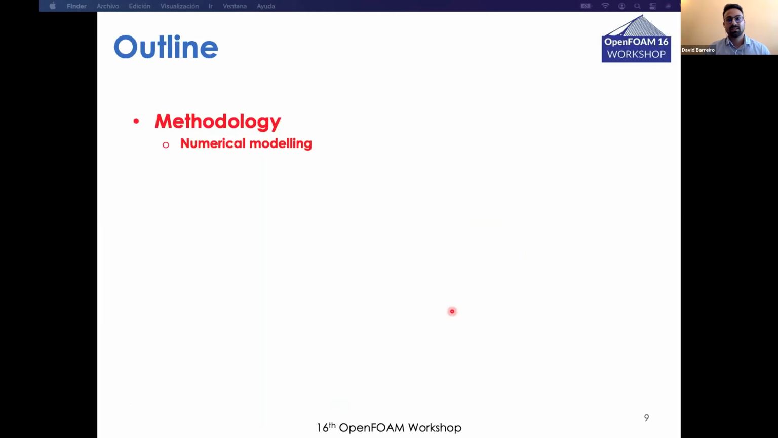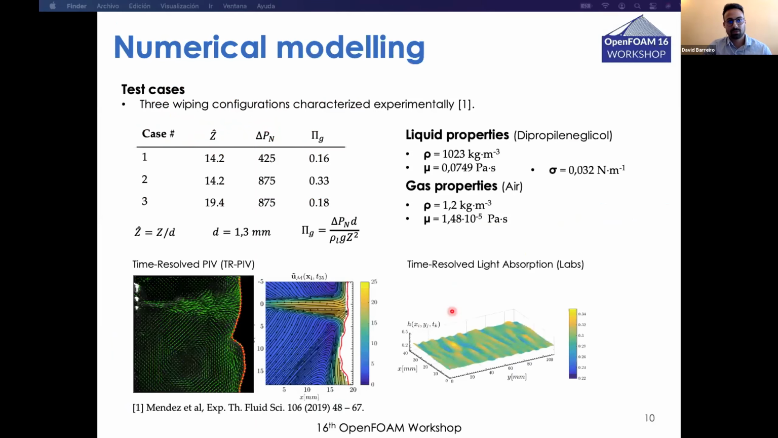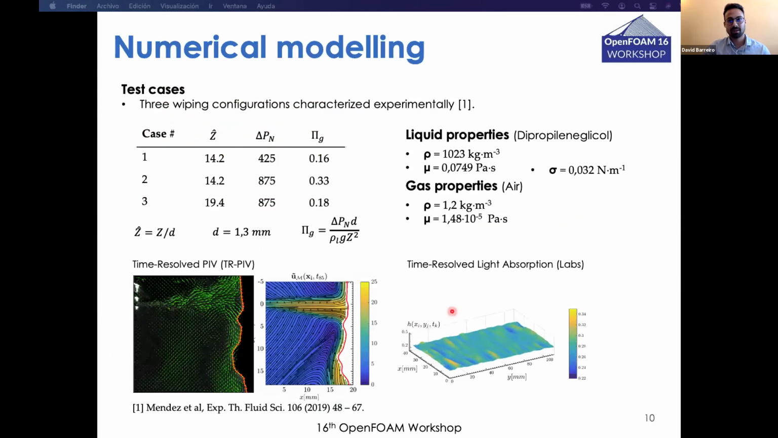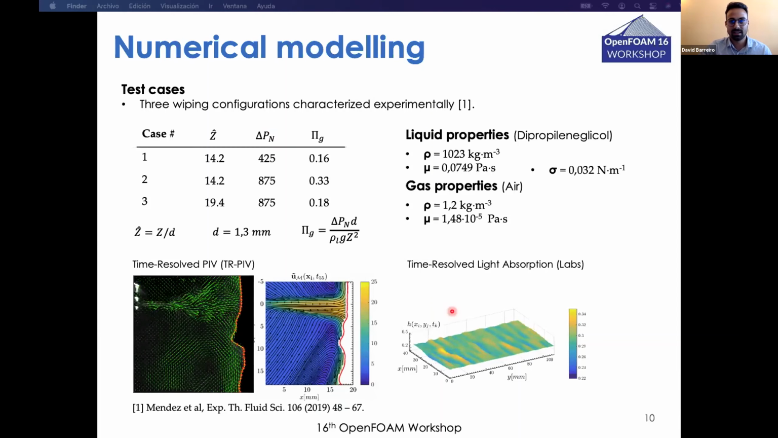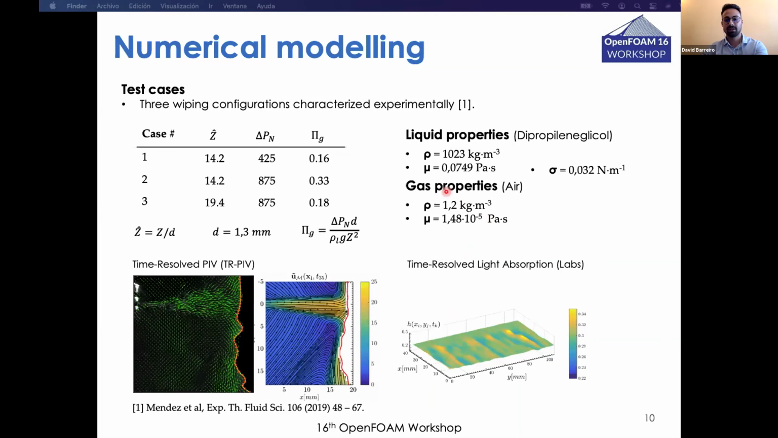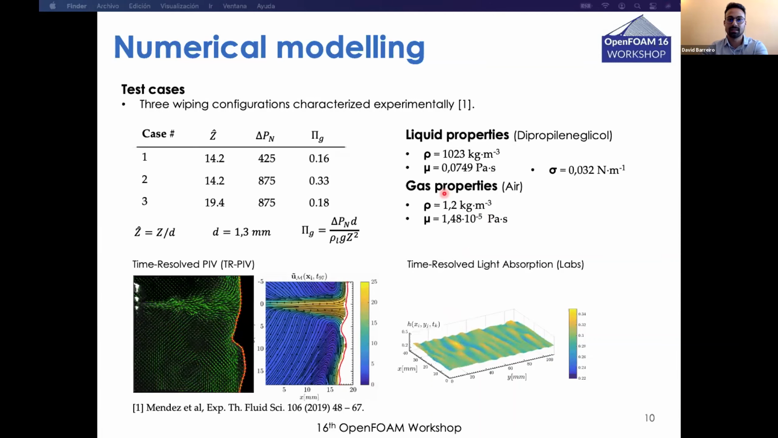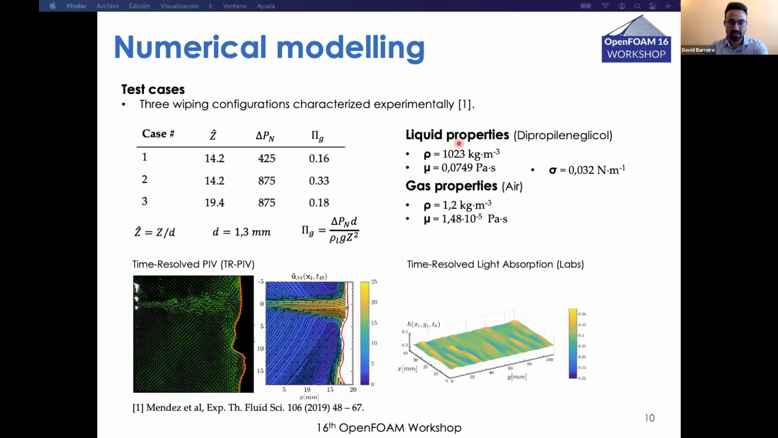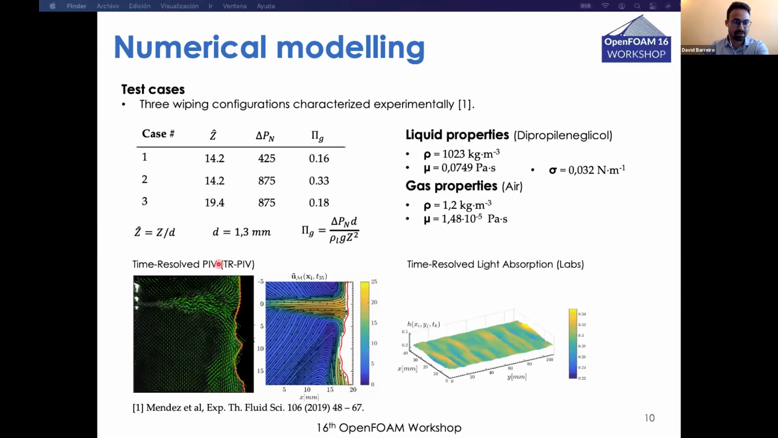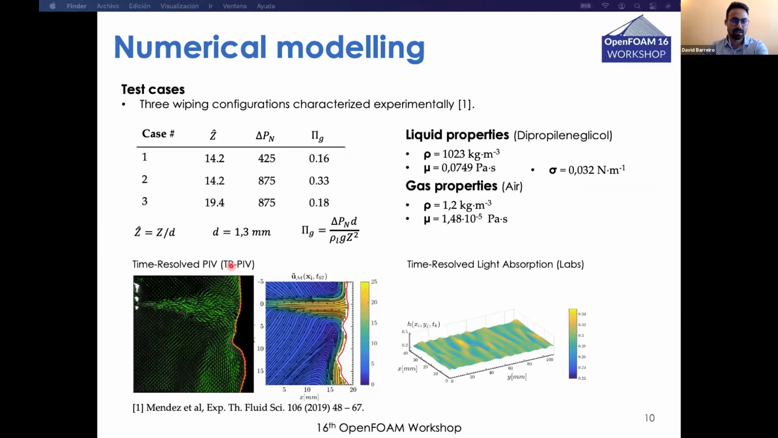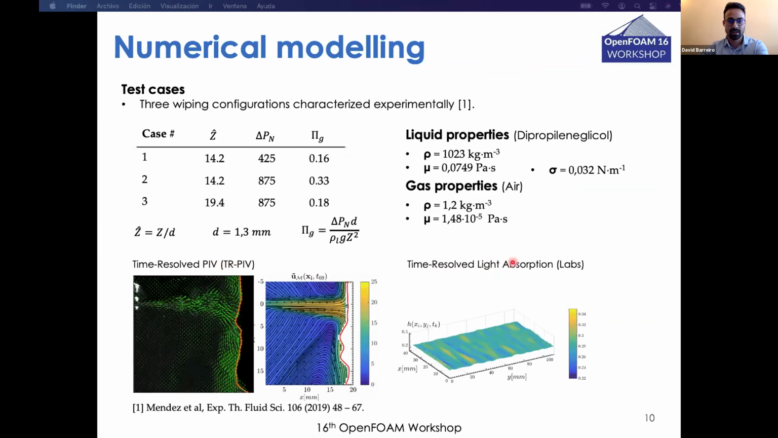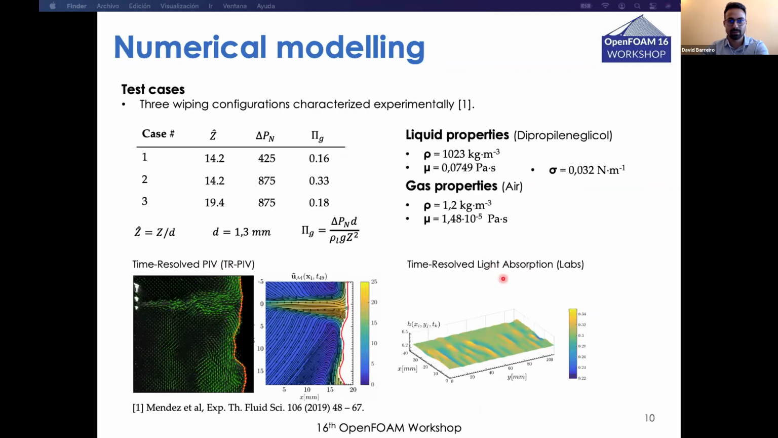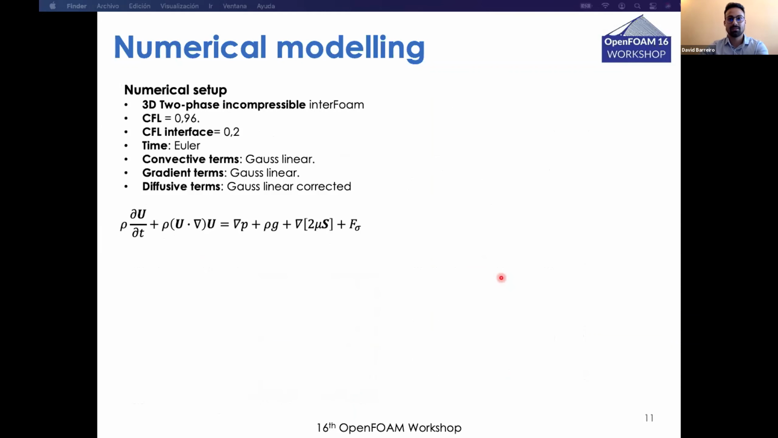So in this section, I present all the methodology needed to answer the previous questions. We reproduce 3 wiping configurations experimentally characterized in the literature. The simulations feature 3 different configurations, 2 different standoff distances, and 2 different gas pressures. And the liquid is propylene glycol, and the gas is air. Here you can see some animations of the time-resolved PIV of the experiments and the light absorption method to detect the gas-liquid interface. So we simulate the 3D wiping configurations with a 2-phase incompressible formulation in the interFoam solver.